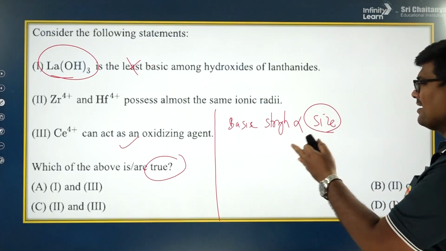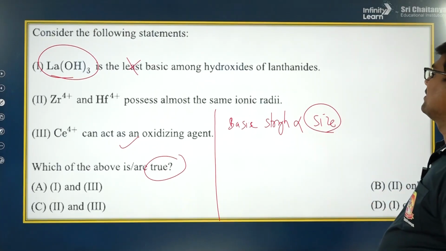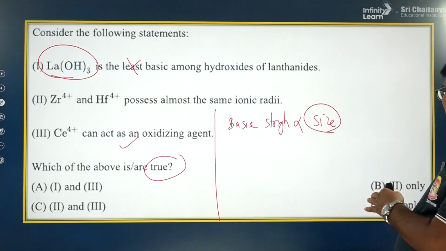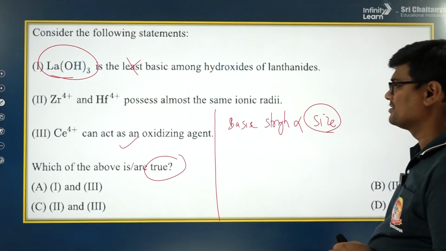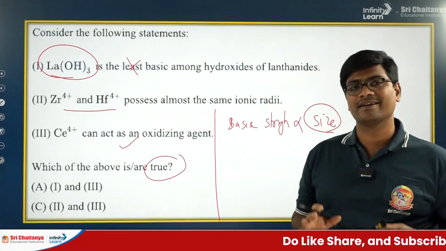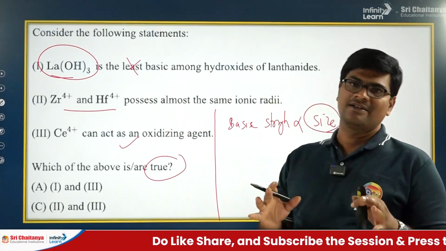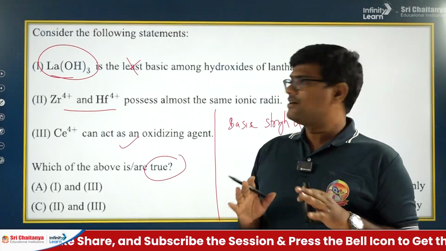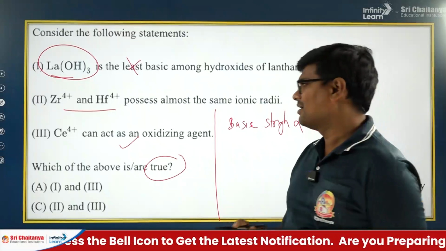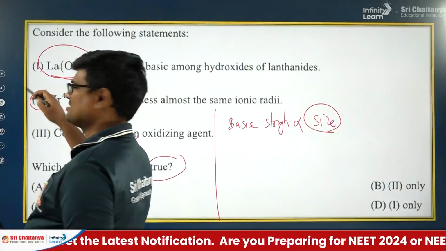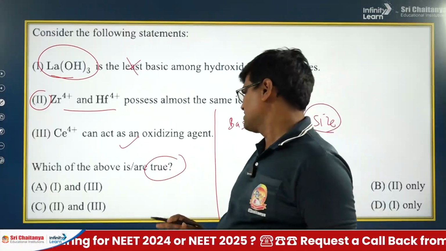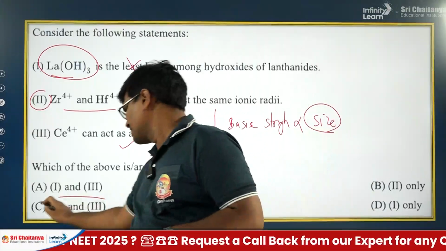So, let's go for the options. 1 and 3 is a wrong option, 2 and 3 is there, only 2 is a wrong option, only 1 is also a wrong option. Actually, zirconium and hafnium possess similar atomic radii. Ionic radii is mentioned, but atomic radii is the right way, and we have the right data in NCERT. Ionic radii we don't have the data, but however they are almost similar. So 2 and 3 are the correct statements. So option C is the right option.